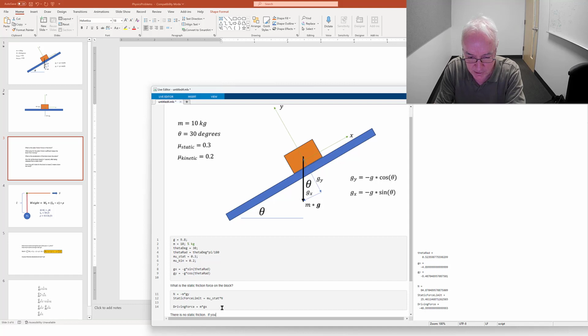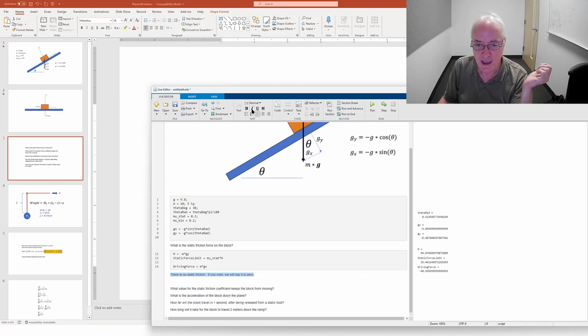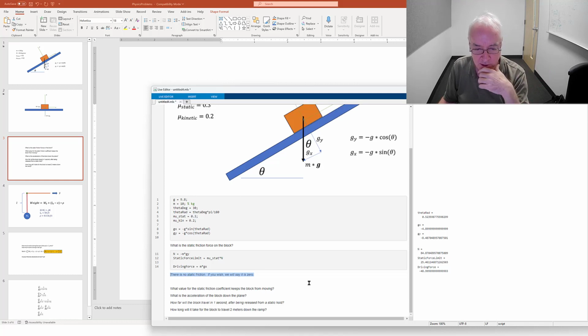If you wish, we will say it is 0. Okay, all right. And that looks pretty good. And I think for these kind of word answers, I'll also just put those in italics so they look a little bit different than the questions.